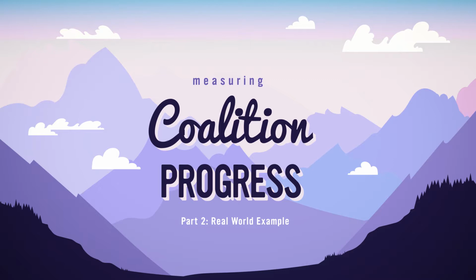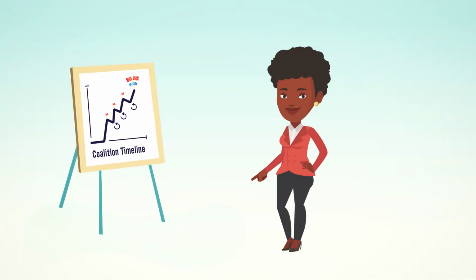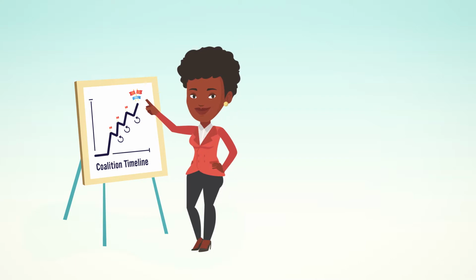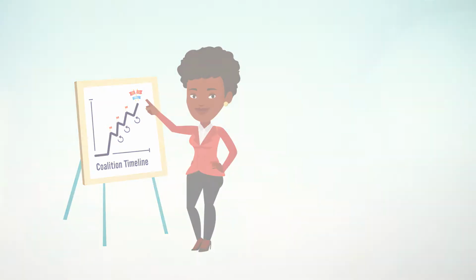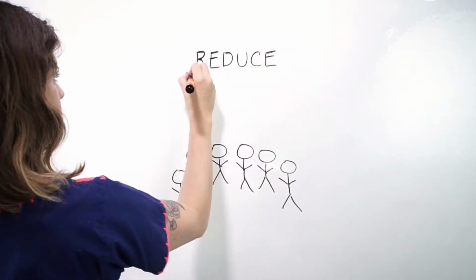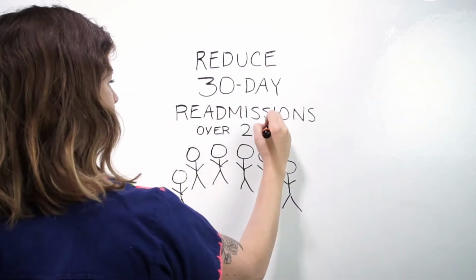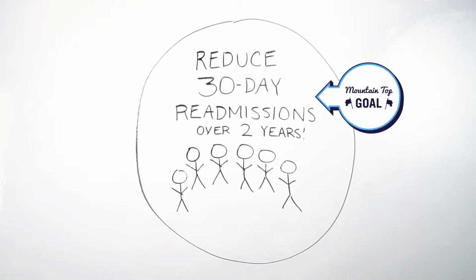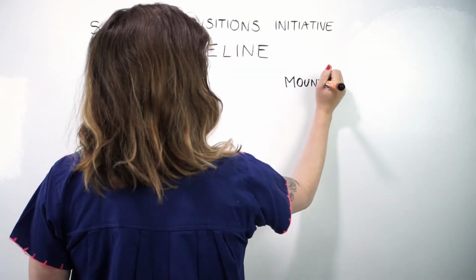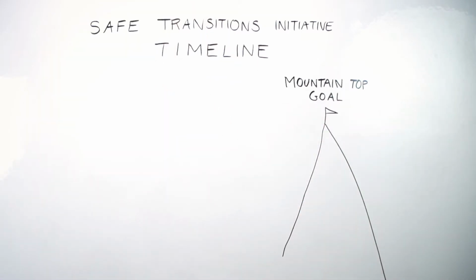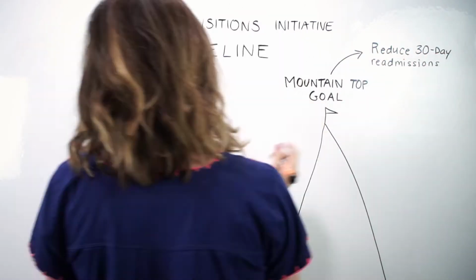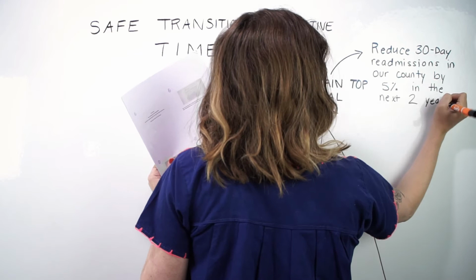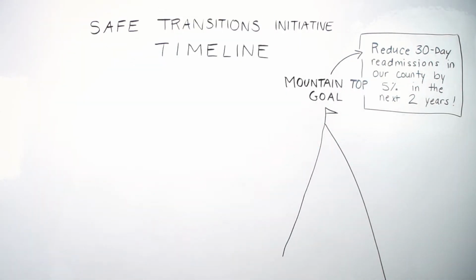There you go. Those are the basics of the campaign timeline. Now, let's look at a specific example of how a community coalition would use this. Say you formed a community coalition with the goal to reduce 30-day readmissions in the next 2 years. Determine your mountaintop goal and then work your way backward. Make sure it's measurable. Let's say your coalition decides the mountaintop goal will be to reduce the number of 30-day readmissions in the county by 5% in the next 2 years.